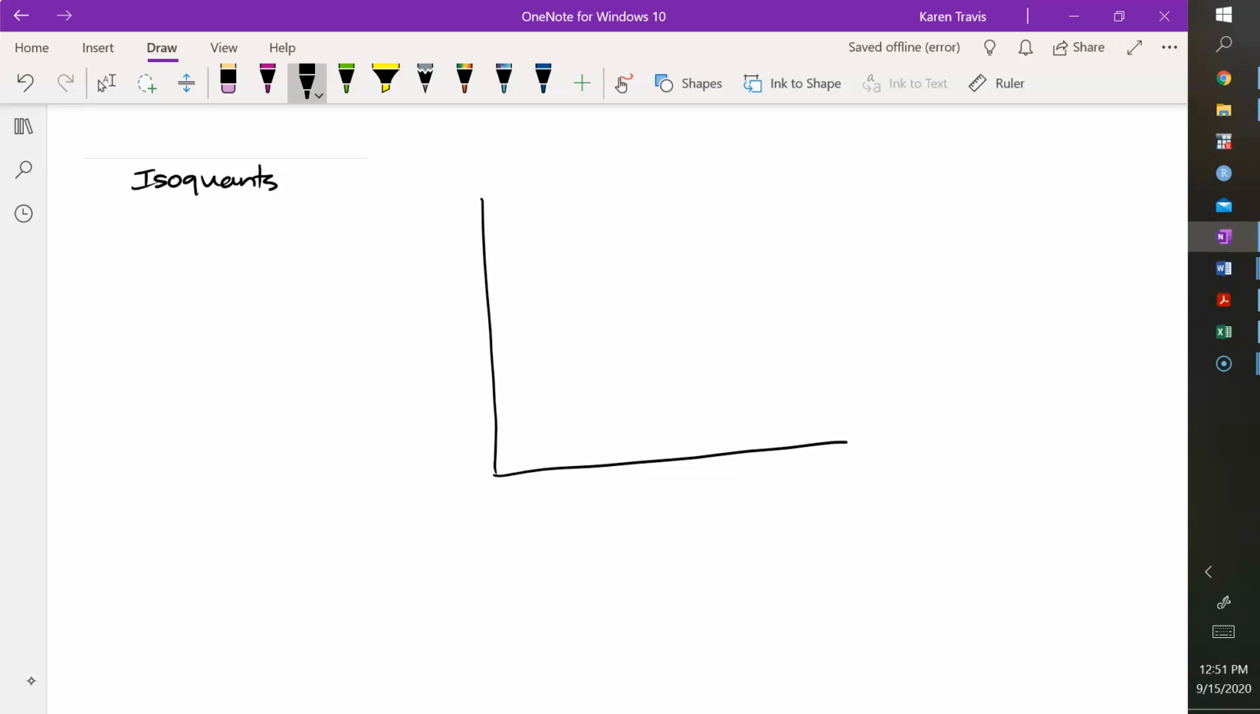In this case, let's imagine that our inputs are, we could either use relatively more prescriptions, or we could use relatively more therapy visits, if it is some kind of mental health care. So let's suppose this is one patient, and let's suppose this is the shape of the isoquant.